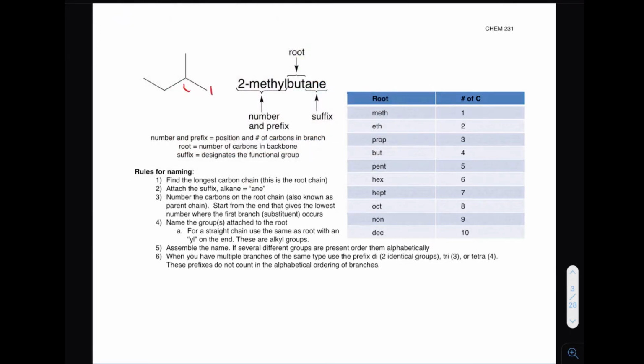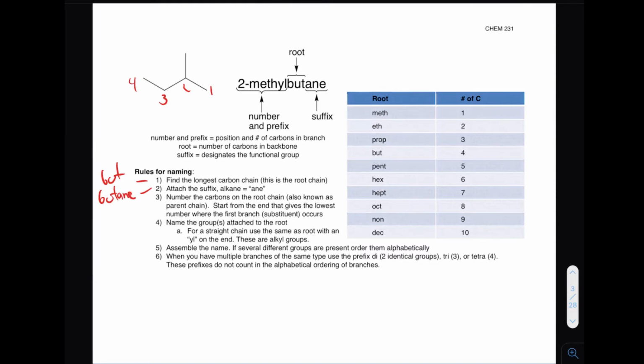1, 2, 3, 4, right? That is the 4-carbon chain. Even if we started with this carbon, it would still be 1, 2, 3, 4, right? So this is our 4-carbon chain. So we have a root now, right? We have "but." Now we have to attach the suffix, okay? So that is butane.